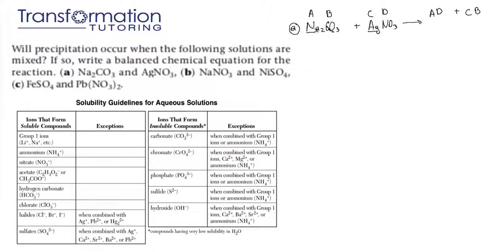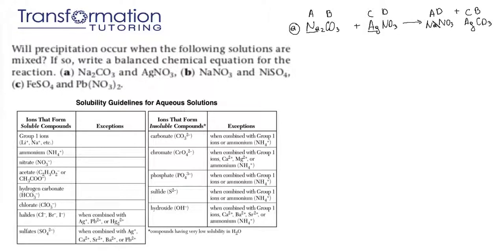So what we're going to have is A, we have Na, and D is NO3. C, we have Ag, and with B we have CO3, and these formulas have not been checked.